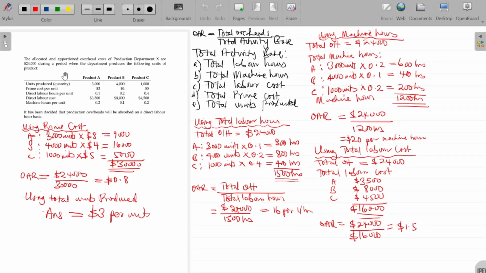In this tutorial, I am going to explain to you how to calculate overhead absorption rate using different activity bases.